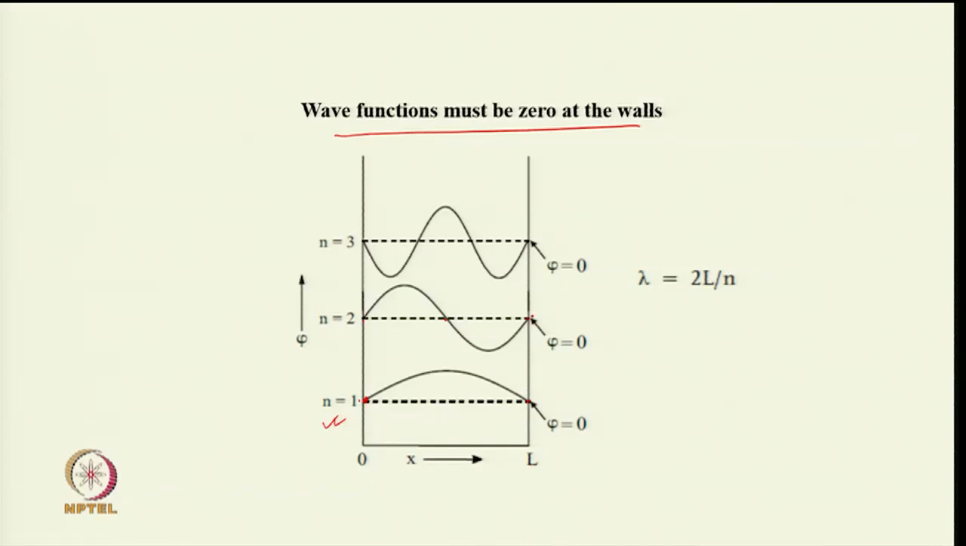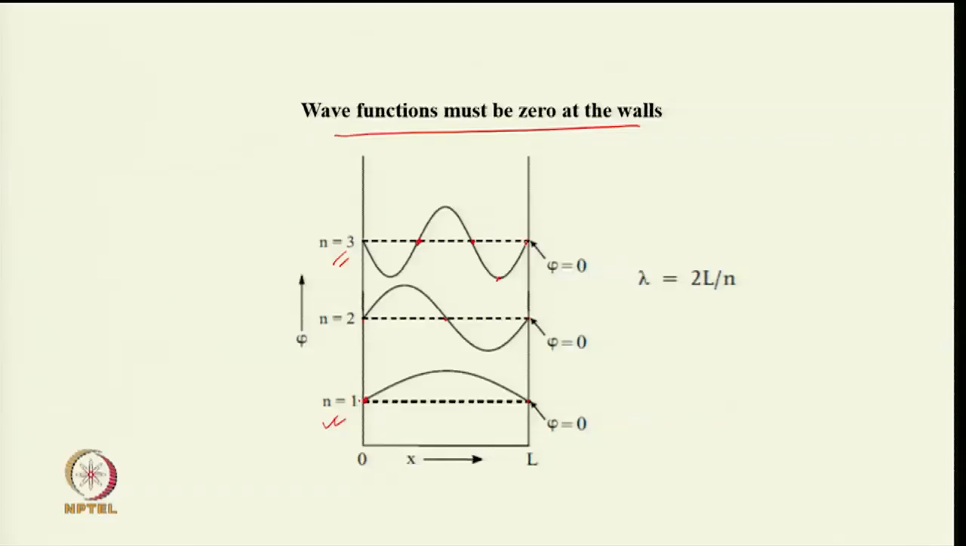This has to be like this because the particle behaves as a wave. Now, the third one you can think of is, first it goes up, becomes 0, then goes to a minimum, and then again back to psi equal to 0, where the amplitude becomes 0. So these are the allowed wave functions.